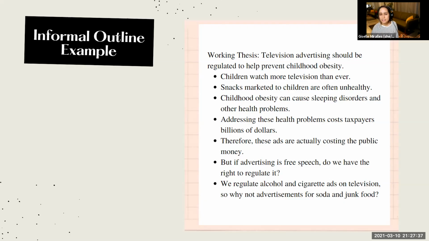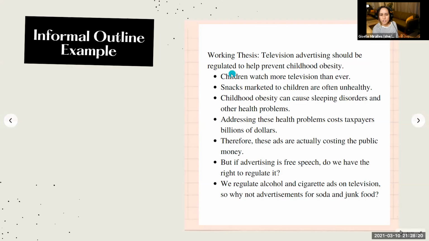You could write your working thesis at the top. So television advertising should be regulated to help prevent childhood obesity. So this is this person's thesis, and these are the 8 different points. Obviously, it's an informal outline, so I'm not exactly sure in what way they plan to put these into their paragraphs, but you can tell that this person is just organizing their ideas in a logical format. So, for example, they start with children watch more television than ever. Move on to the second point, snacks marketed to children are often unhealthy. Third point, childhood obesity can cause sleeping disorders and other health problems.